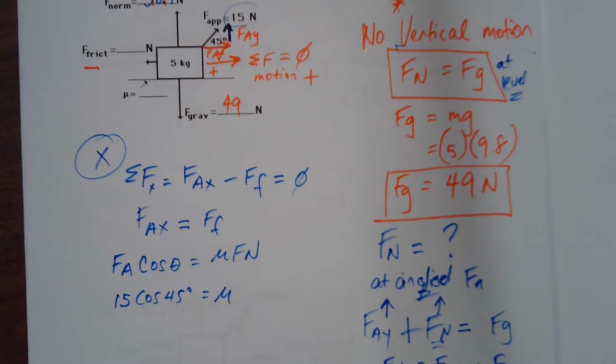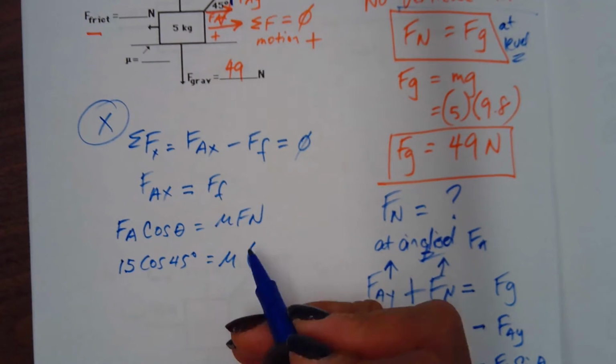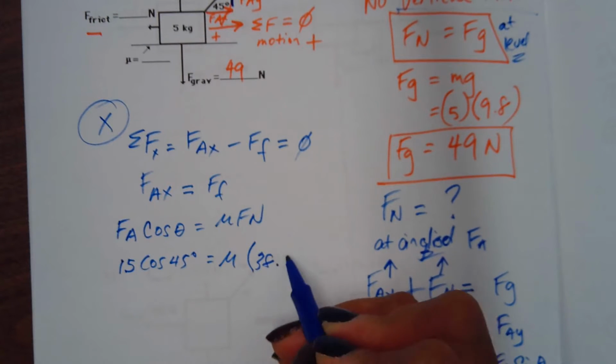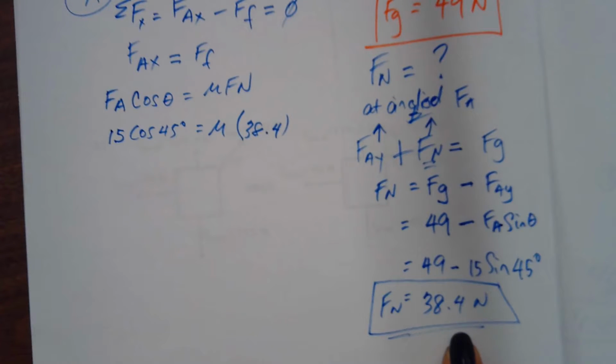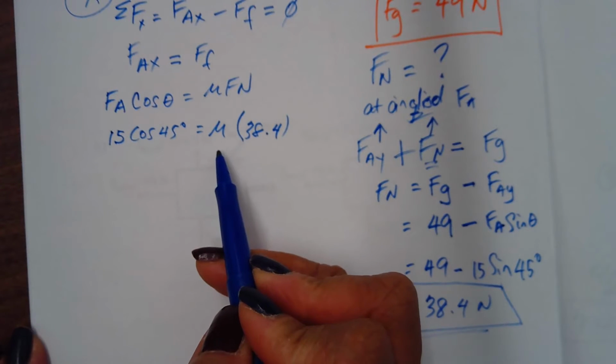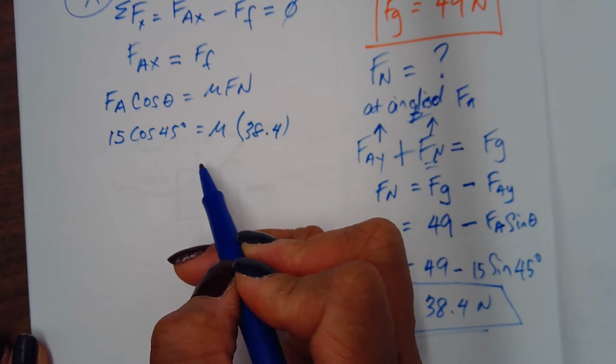We don't have the mu, but do we know the F of n? We know the Fn is 38.4, right? Could you see that? We calculated Fn earlier. So in this case, we actually need to find the mu first. It all depends on what you are given, right? So we need to find the mu first.